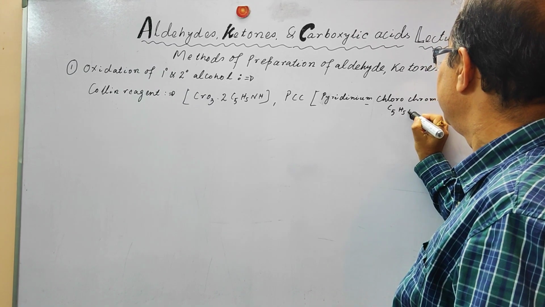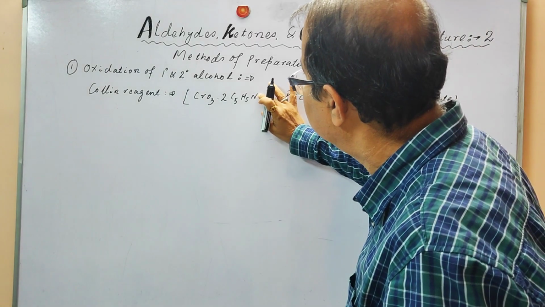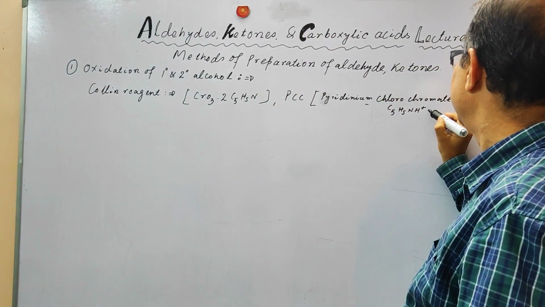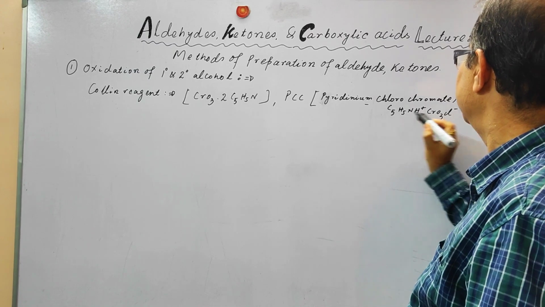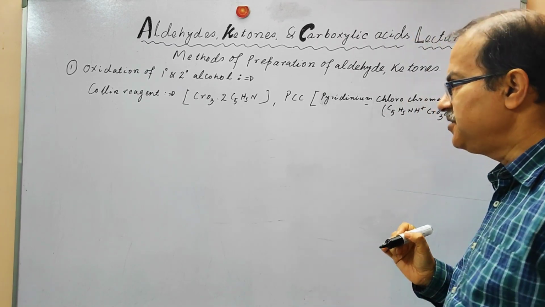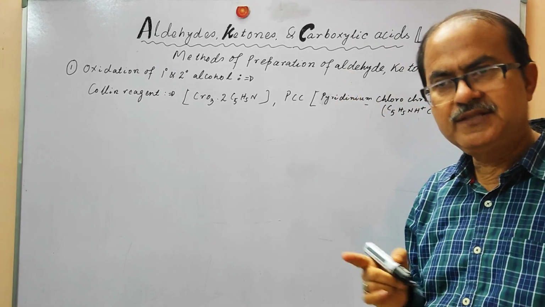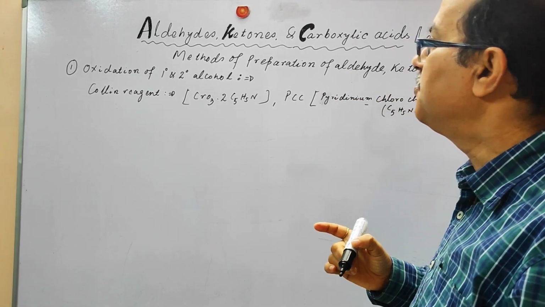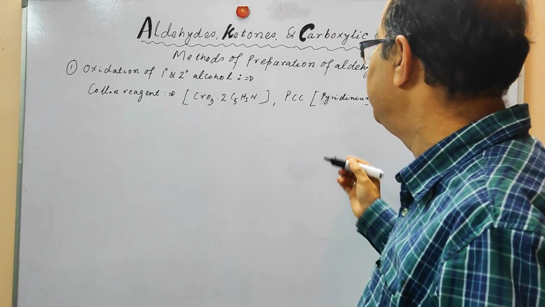C5H5NH+ CrO3Cl-. This is a complex compound, and if we use this reagent to oxidize the alcohol, it will produce the aldehyde only. Further oxidation will not occur.